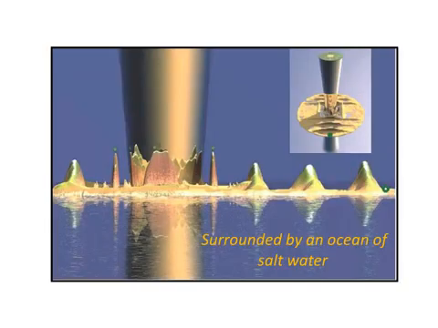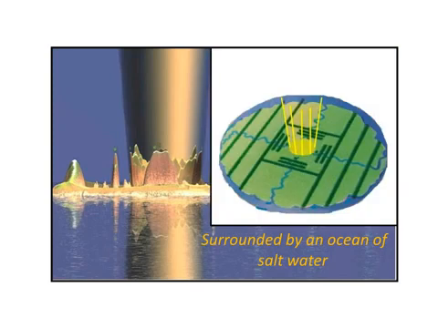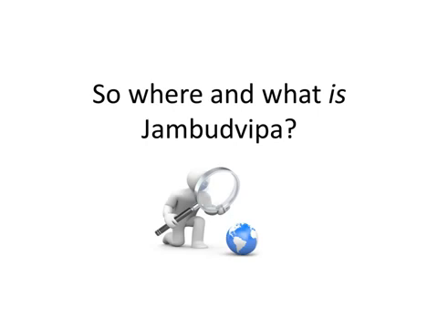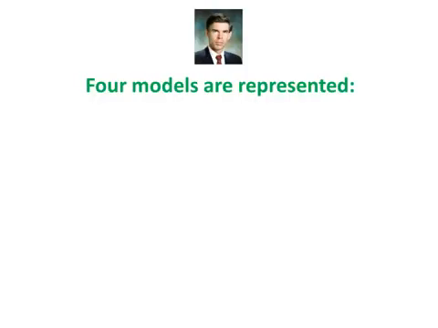Here's a side view of Jambudvip and its various oceans, and here is a topological map of Jambudvip, with the black lines there representing the mountain ranges, and the blue lines being the rivers. More about that later. So where and what is Jambudvip? Well, Sadhaputta Das, alias Dr. Richard Thompson, concludes there are 4 basic models represented within this part of the 5th canto.